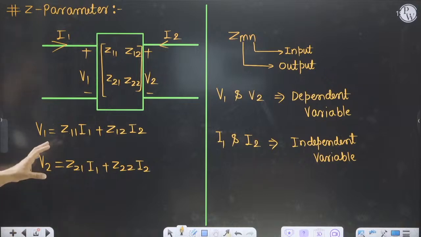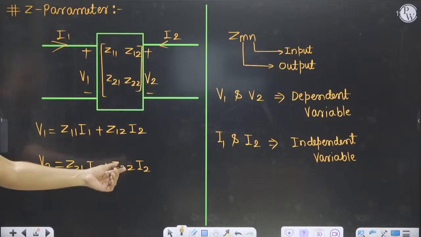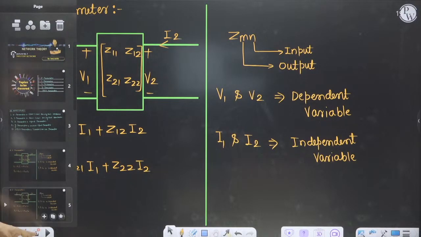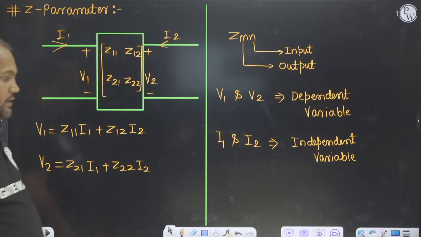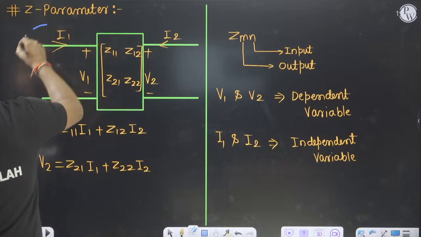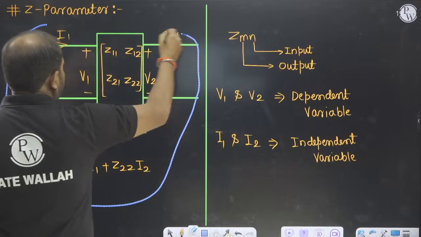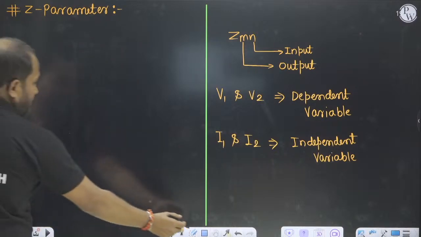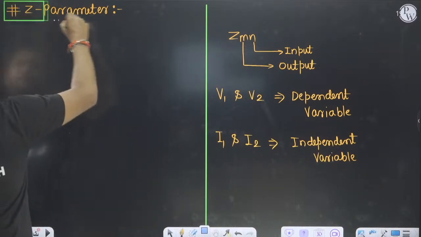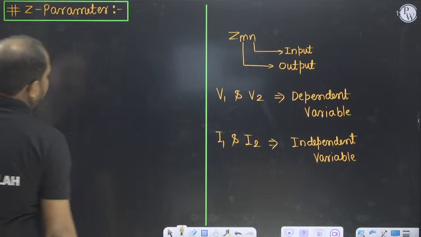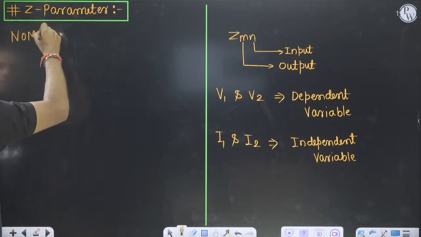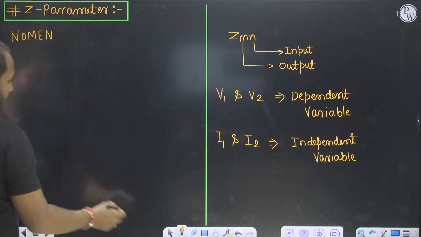What is the name of Z11? What is the name of Z12? What is the name of Z21? What is the name of Z22? Yes, it will be completed, and this two-port network point will be completed. Next our point is nomenclature.